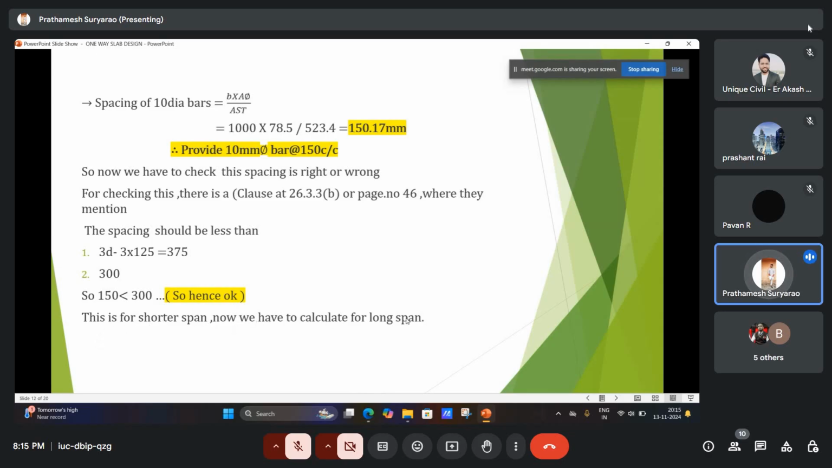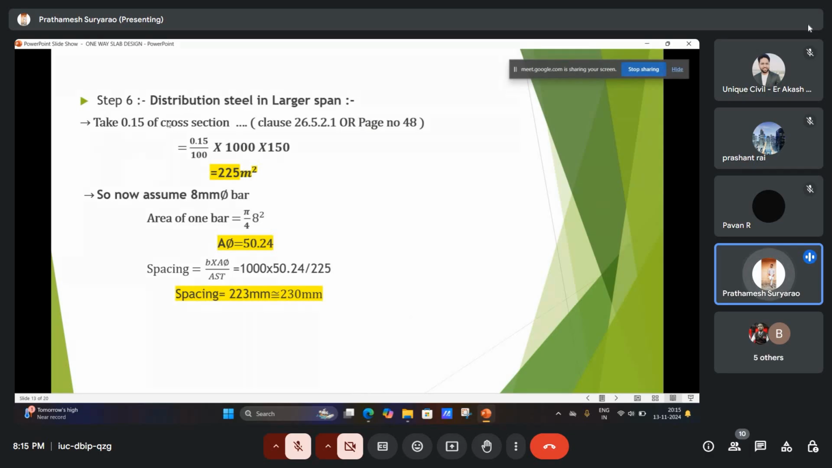Now we will calculate for the longer span. This step is for distribution of steel in the longer span. Take 0.15 of the cross sectional area. This formula is from clause number 26.5.2.1, or you can also refer to page number 48. So putting the value 0.15 upon 100 into b, which is 1000, and the effective depth, we will get the value 225 mm square.